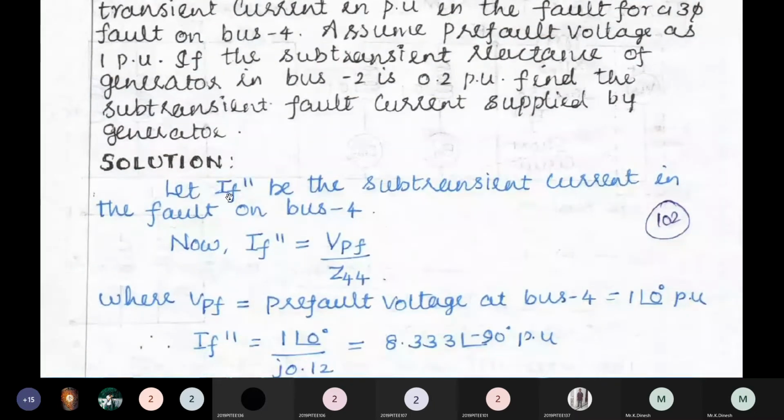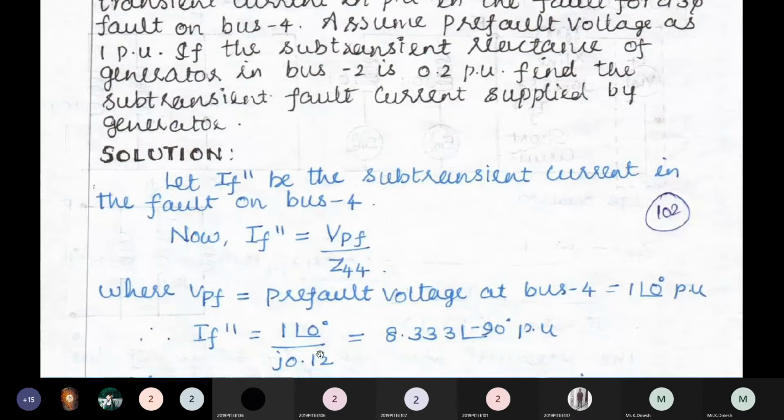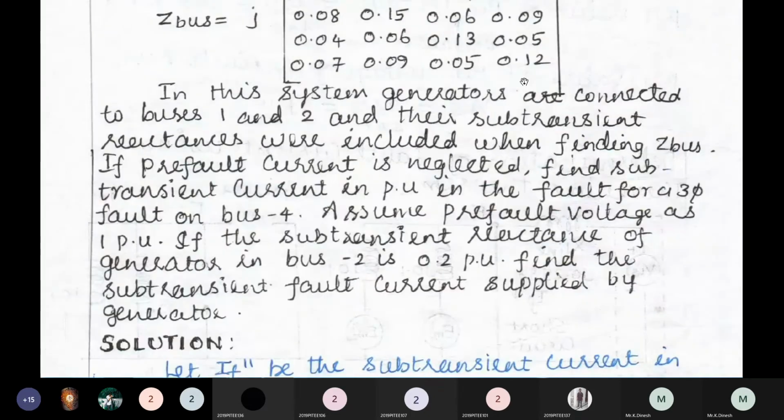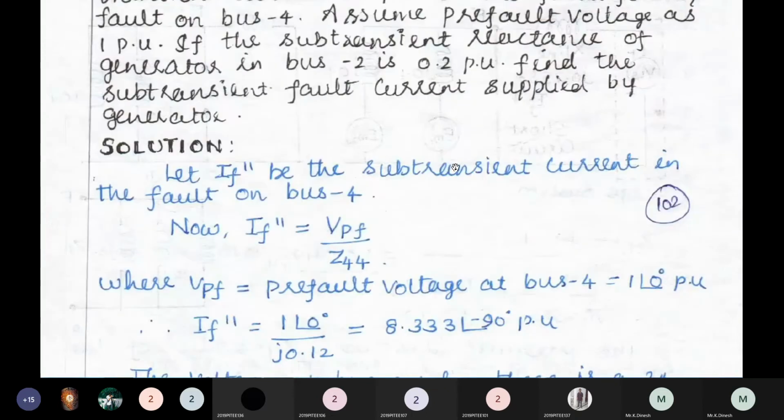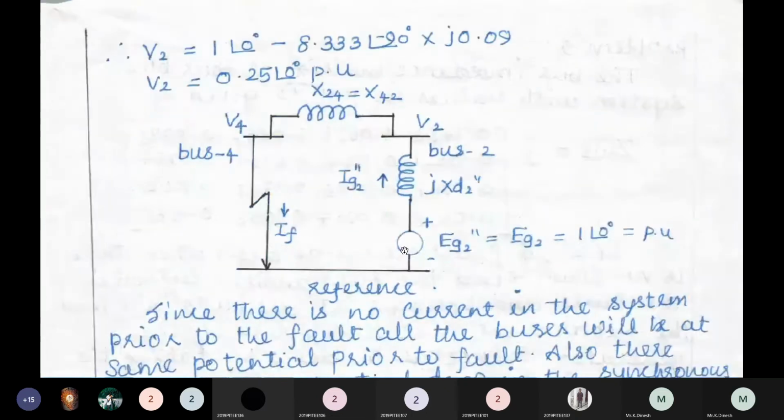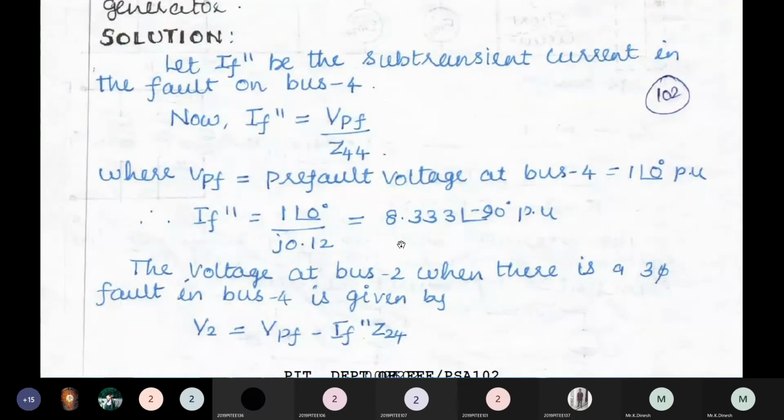So, solution: let IF double dash be the subtransient current in the fault on bus 4. It is nothing but the pre-fault voltage divided by Z44. The pre-fault voltage is 1 at an angle of 0, and Z44 is J0.12. So IF double dash is 8.333 at an angle of minus 90 per unit.